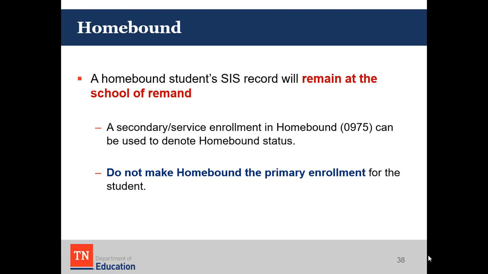For homebound students, a homebound student's SIS record will remain at the school of remand. A secondary or service enrollment in homebound 0975 can be used to denote homebound status. Do not make homebound the primary enrollment for a homebound student.